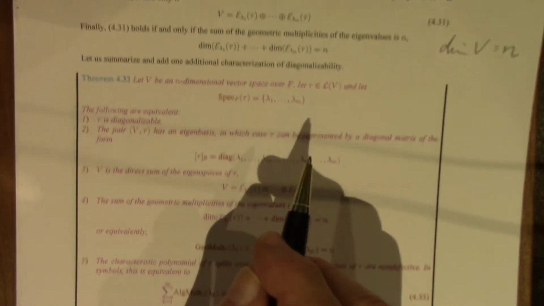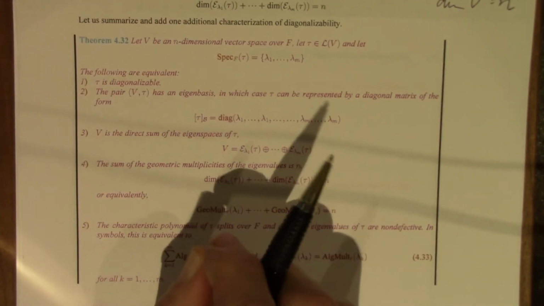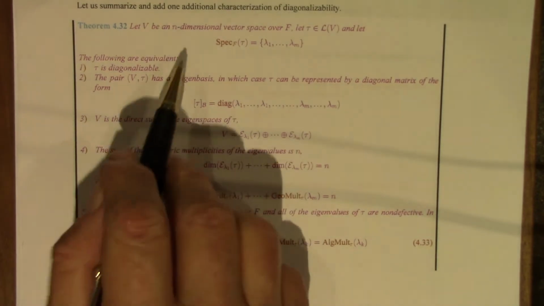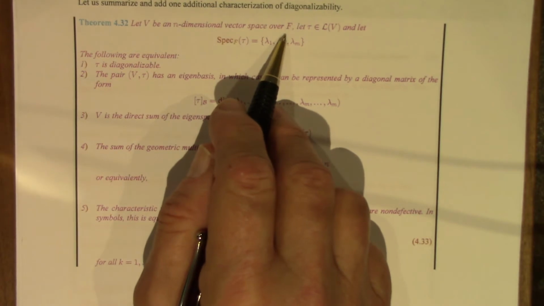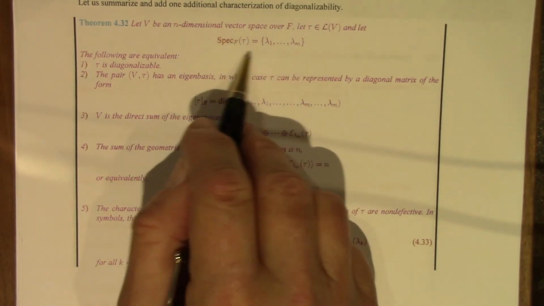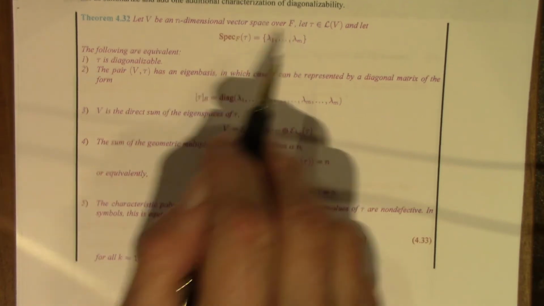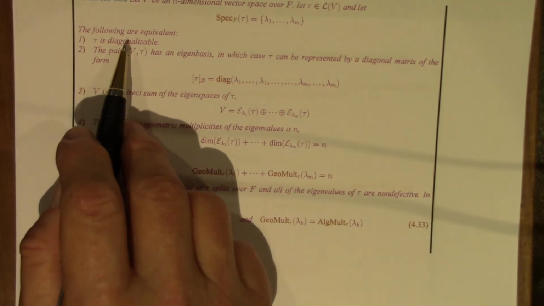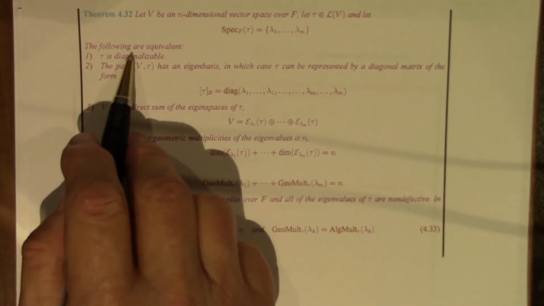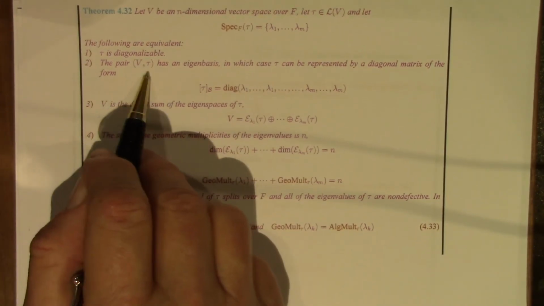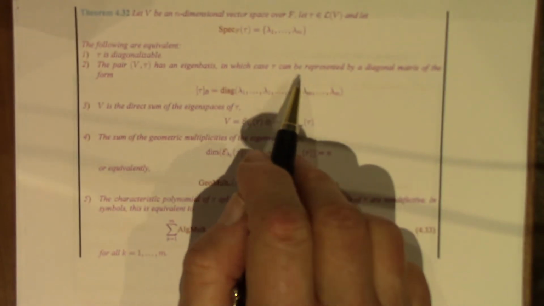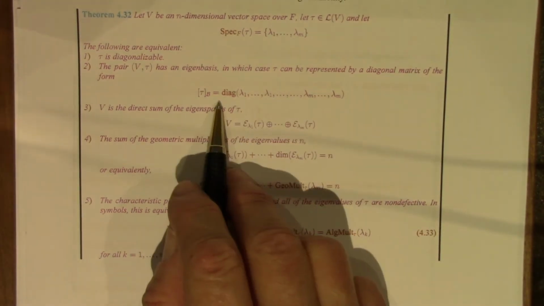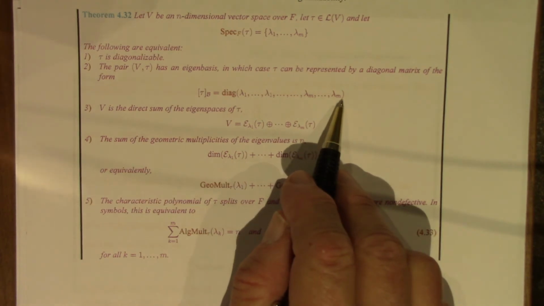Here's a theorem that summarizes what I've just said and adds another characterization of diagonalizability. So we'll let V be an n-dimensional vector space over F, and tau is a linear operator, and here's the spectrum. Then the following are equivalent. Tau is diagonalizable. The pair V, tau has an eigenbasis, in which case, by reordering the basis vectors or ordering them appropriately, tau can be represented by a diagonal matrix that looks like this.